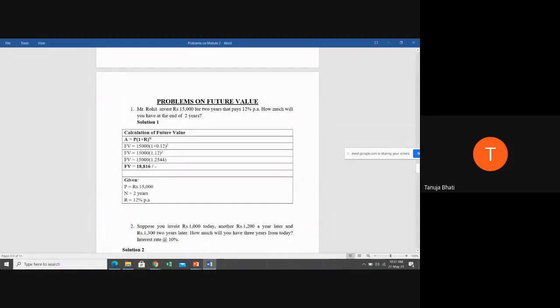Suppose you invest rupees 1,000 today, another rupees 1,200 a year later, and rupees 1,300 2 years later. How much will you have 3 years from today if the rate of interest is 10%? Now, when I say today I'm investing, or a year later, or 2 years later, they are asking how much will you have 3 years from today. Now, 3 years from today is to calculate the future value. So you understood that the problem is on determining the future value.